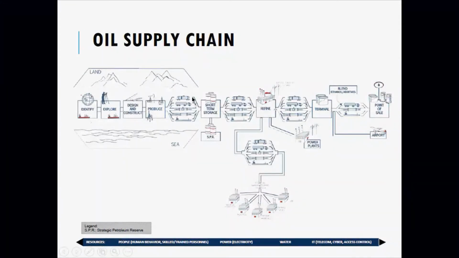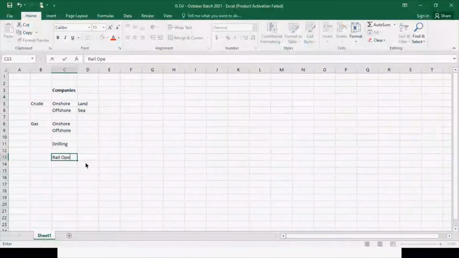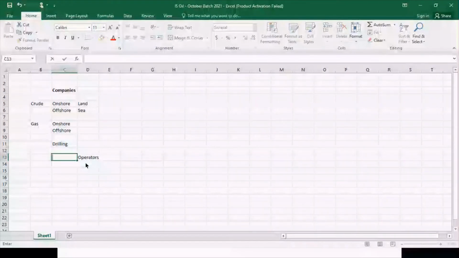So we can have rail cars. For example, in India, Indian Railways is a government sector as of now, correct? So we call them rail operators. So when we talk about operators, we can have rail car operators, correct?